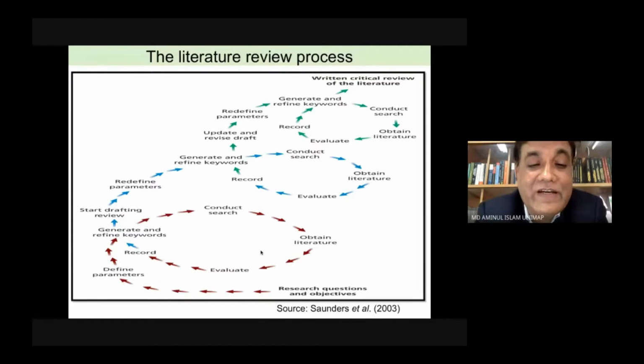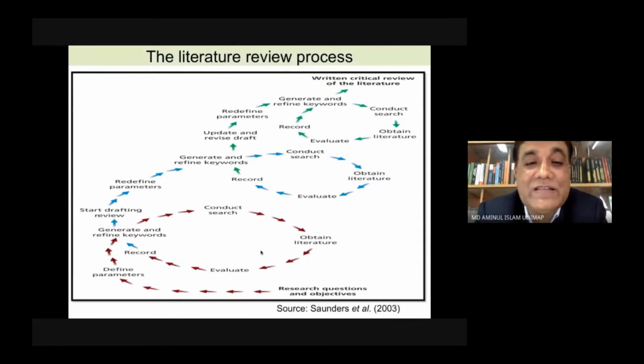Okay, Saunders has recommended that when you read the first paper, you start drafting already. If you see the process here, you have your research questions and objectives, and from there you develop your parameters, you generate keywords, you conduct research, you obtain literature, you evaluate them, you record them, then you start drafting the review. So you started writing already, right?